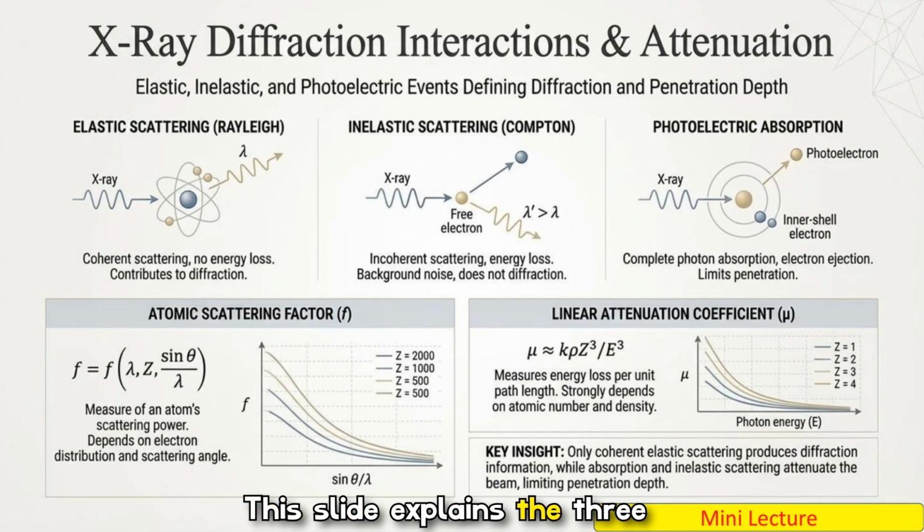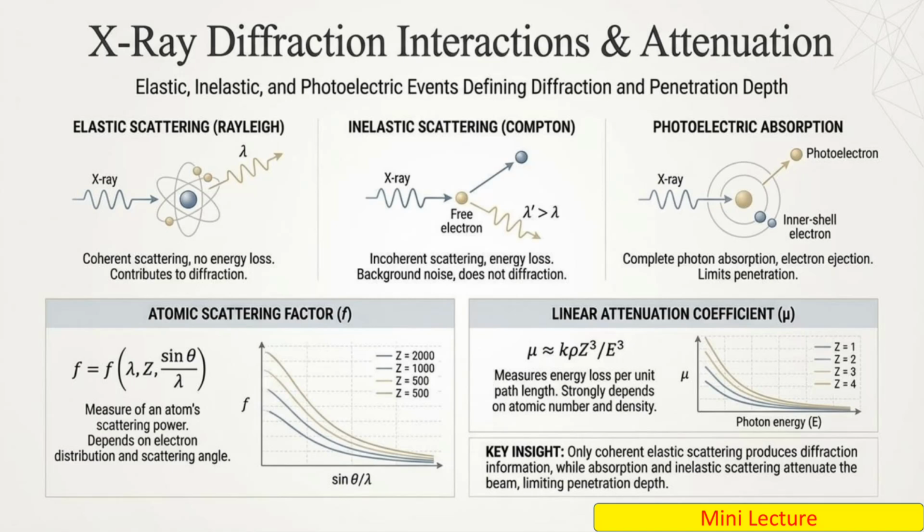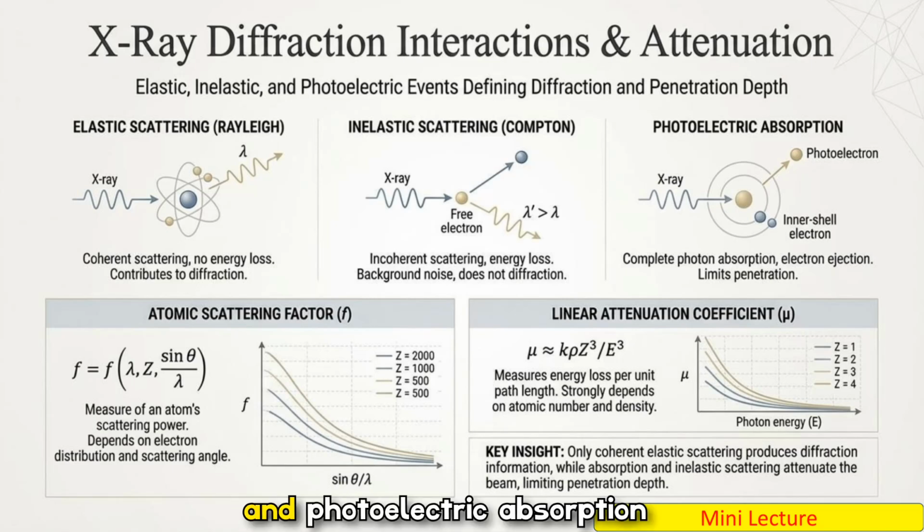This slide explains the three main X-ray interactions: elastic Rayleigh scattering that produces coherent diffraction; inelastic Compton scattering, which adds background noise; and photoelectric absorption that limits penetration by ejecting inner shell electrons. The panels also show how an atom's scattering power falls with angle and wavelength, and how the linear attenuation coefficient depends strongly on atomic number and photon energy, shaping practical measurement depth.